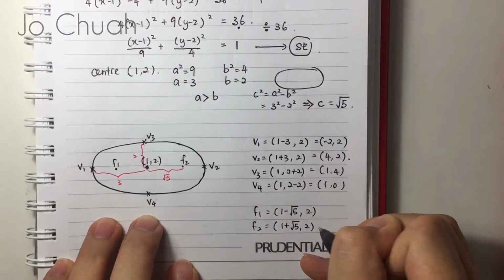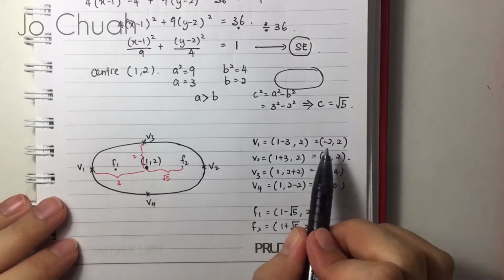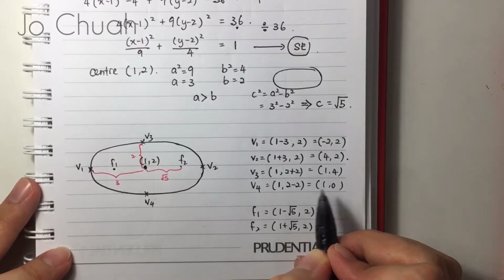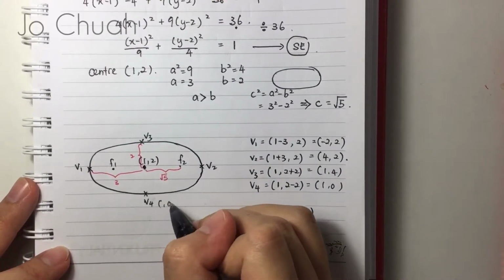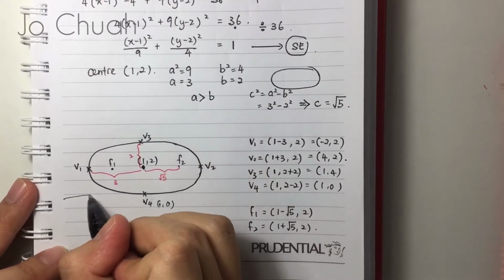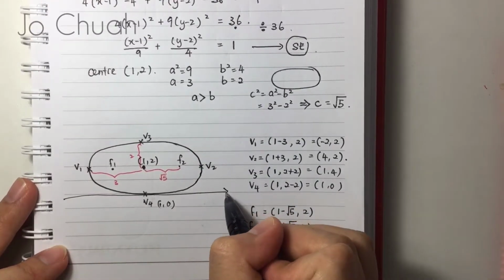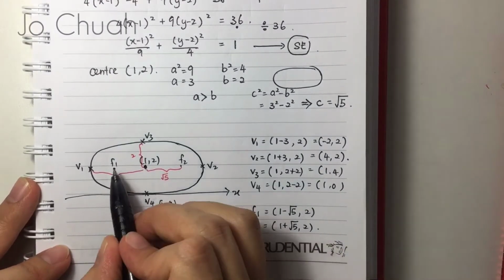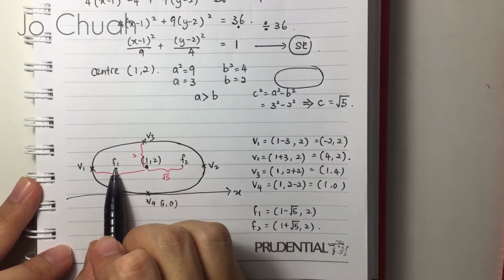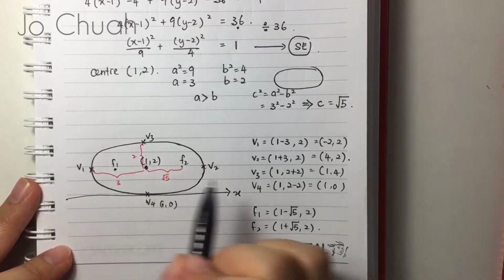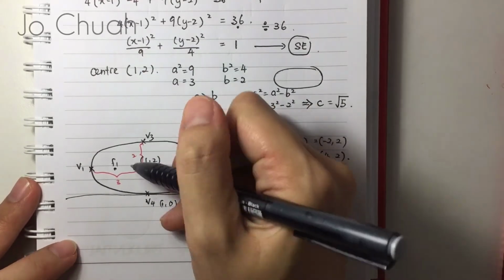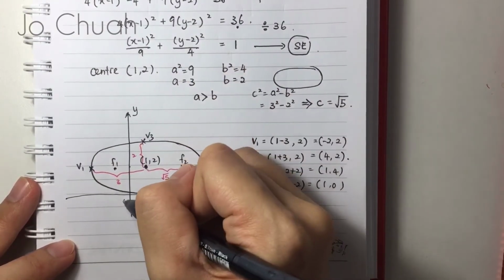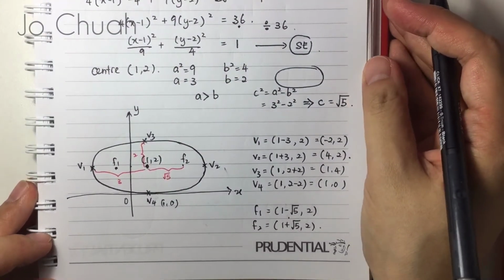Okay, so your F1 would be (1 minus square root of 5, 2), and F2 is (1 plus square root of 5, 2). So you can either put all the coordinates back here, and you can realize this is (1, 0). So the x-axis will be somewhere here. And then if you work it out, you can see that this point is actually still negative. So the y-axis will be somewhere here. Okay, and that's it.